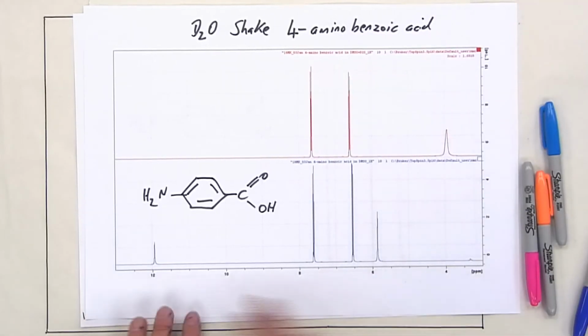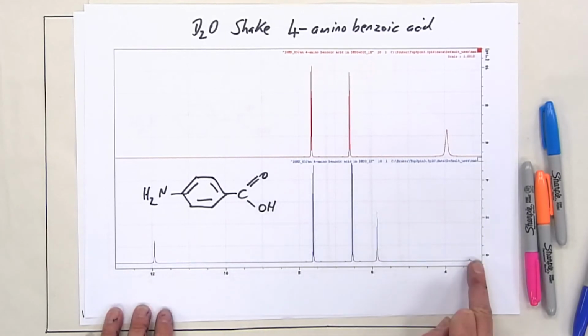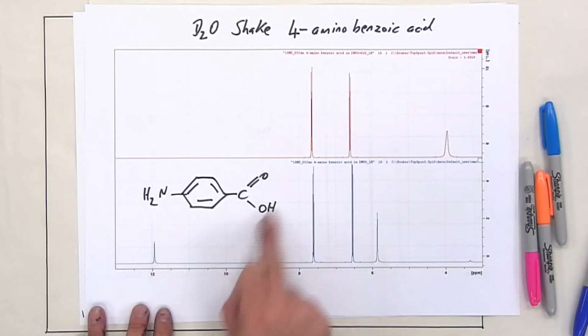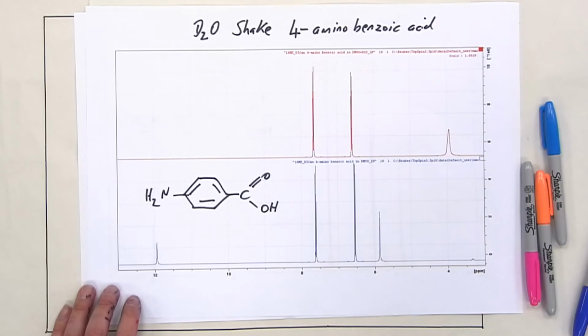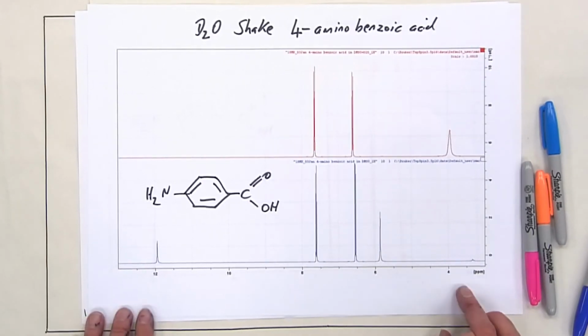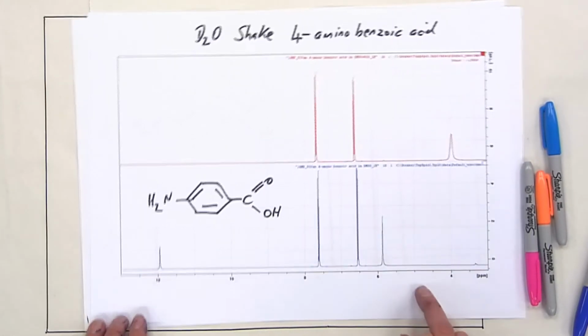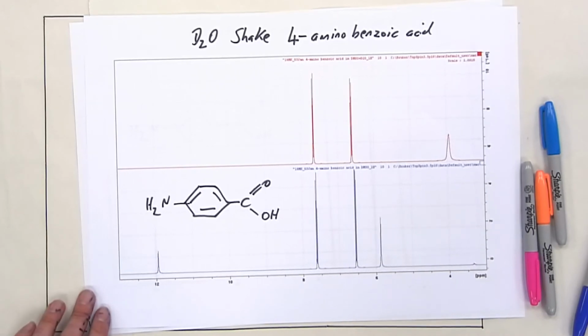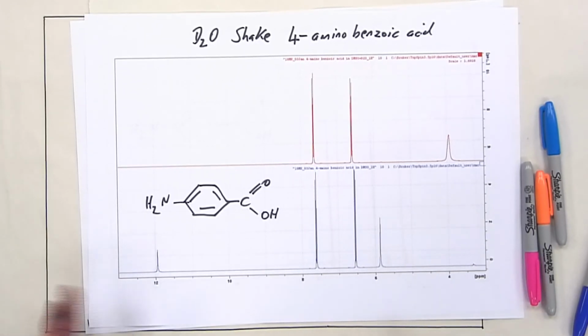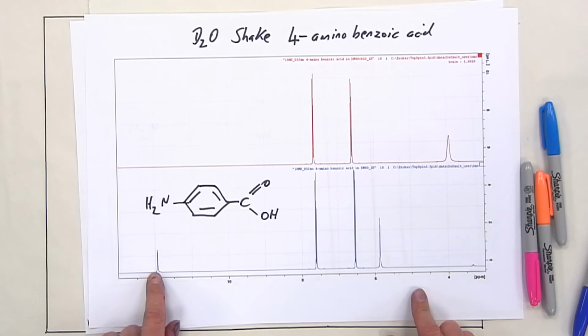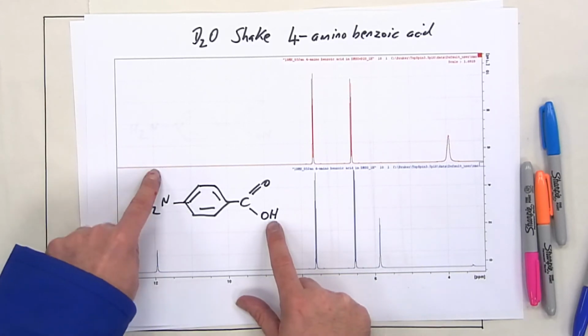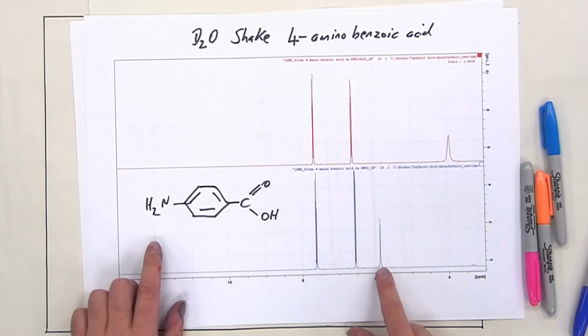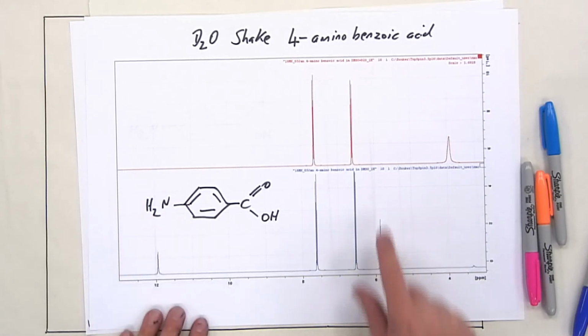Okay, so let's have a look at the spectra from that. At the bottom here, we've got the previous spectrum that you've already seen, and I've drawn on again the structure of 4-amino benzoic acid. And we see our 4 signals. The one above it is the spectrum we obtain when we add the D2O, and hopefully, as you can see, the peak at 12-ish, which was the carboxylic acid, is gone. The peak at 5.8-ish, the amino group, is also gone.